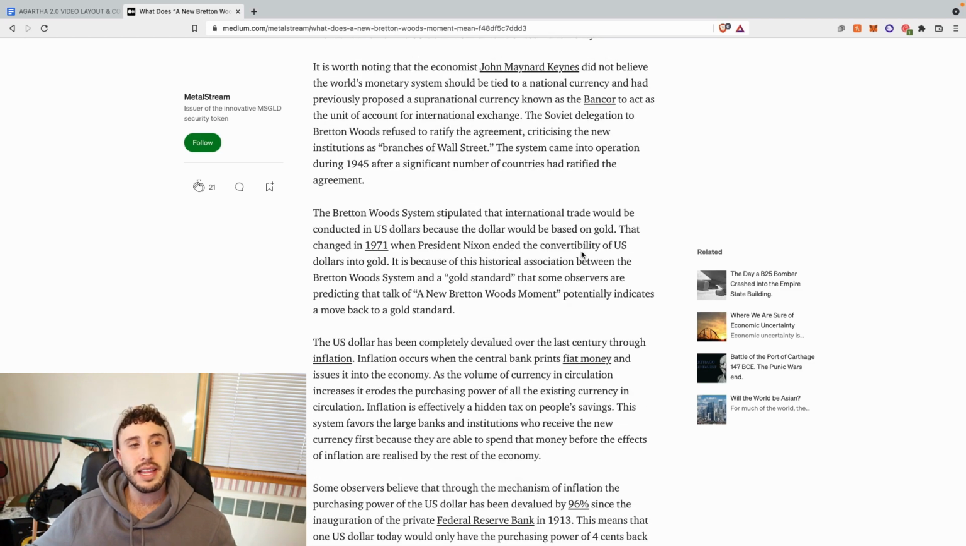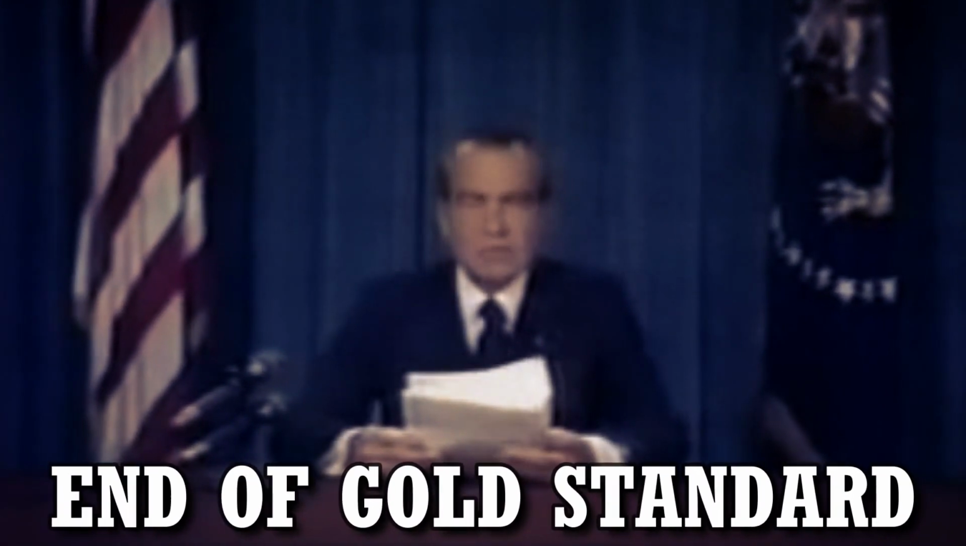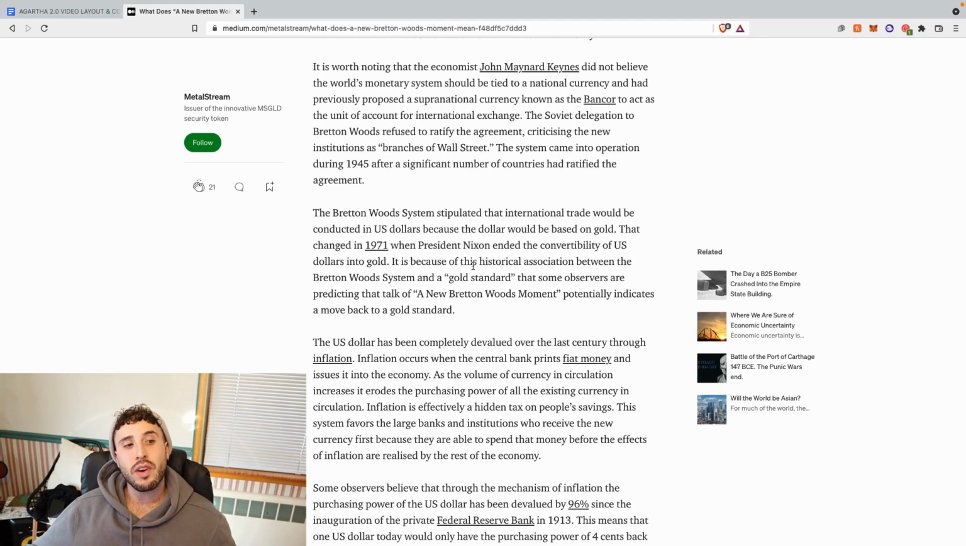The Bretton Woods system stipulated that international trade would be conducted in US dollars because the dollar would be based on gold. That changed in 1971 when President Nixon ended the convertibility of US dollars into gold. It is because of this historical association between the Bretton Woods system and a gold standard that some observers are predicting that talk of a new Bretton Woods moment potentially indicates a move back to a gold standard.